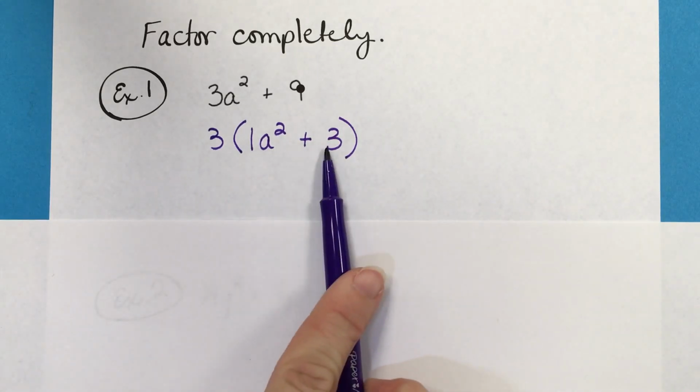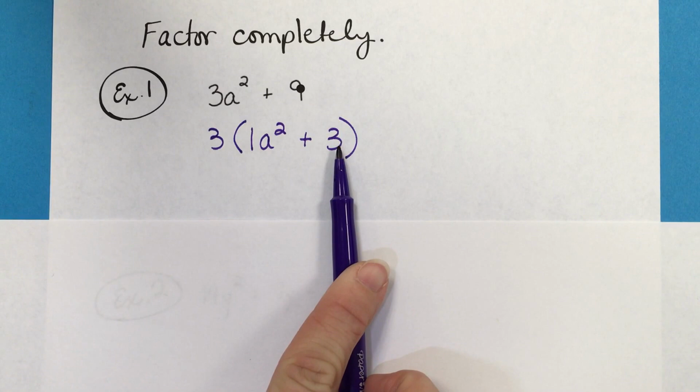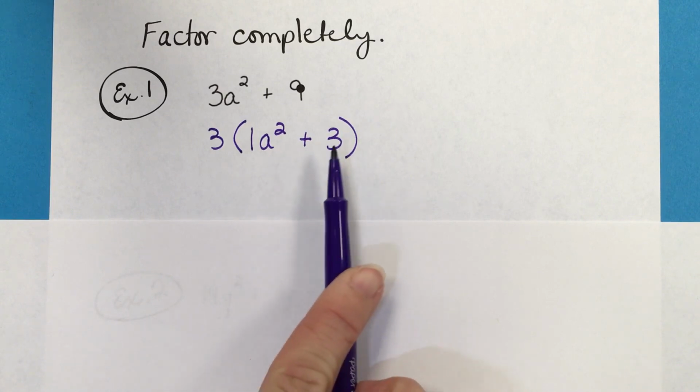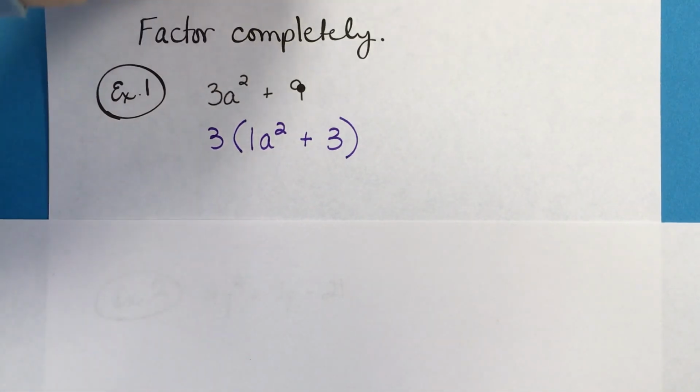I've got 2 terms, so you might think of difference of squares, but immediately you know this is not a difference of squares for 2 reasons. One, this is addition, and you'd have to have subtraction, and 3 is not on that list of numbers for perfect squares. So sometimes GCF is the only factoring that you can do. Okay, next example.